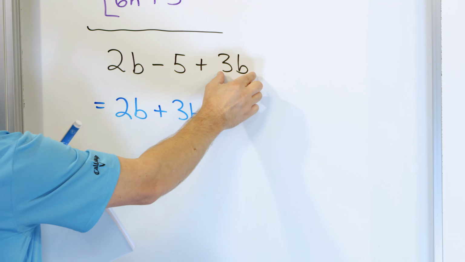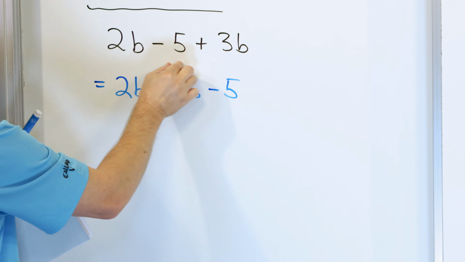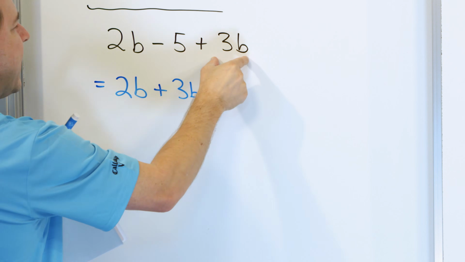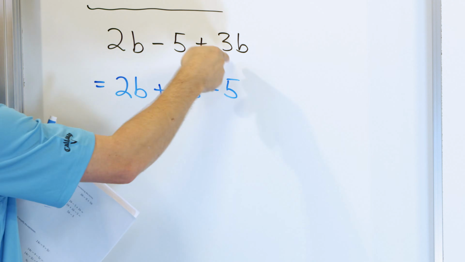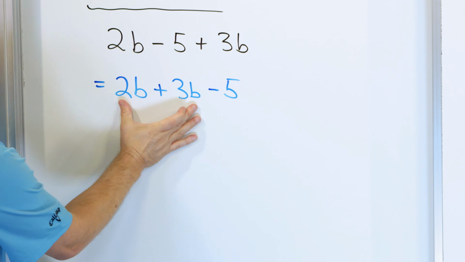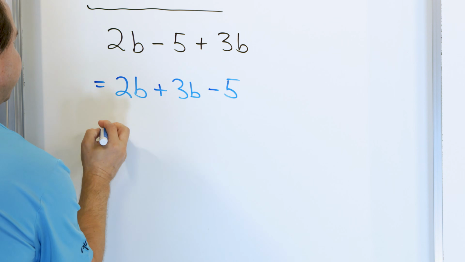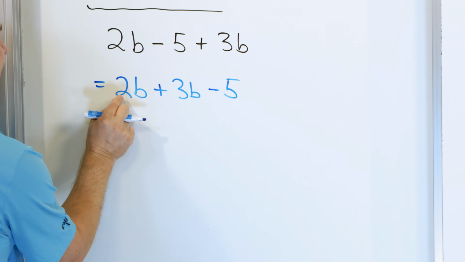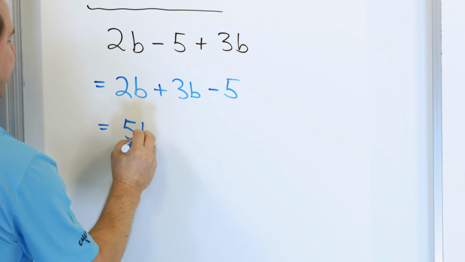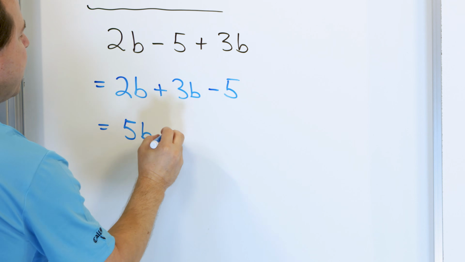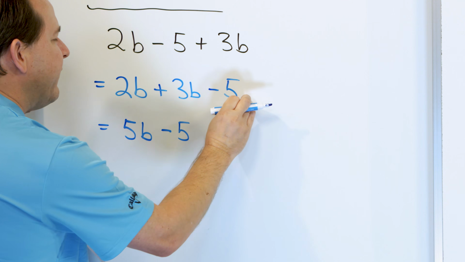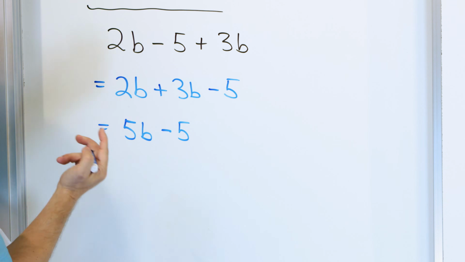So it's totally fine for me to take this plus 3b and move it right behind the 2b, and take this minus 5 and put it at the end, because the order in which I do the additions and the subtractions really won't matter in the end. But now that they're right next to each other, it's very easy for you to see that apples plus apples, I can add them. 2 apples plus 3 more apples will give me 5 apples. Of course, the variable is b that we're talking about. The minus 5, I really can't do anything with it because there is no variable here, and so I cannot combine it with anything else.